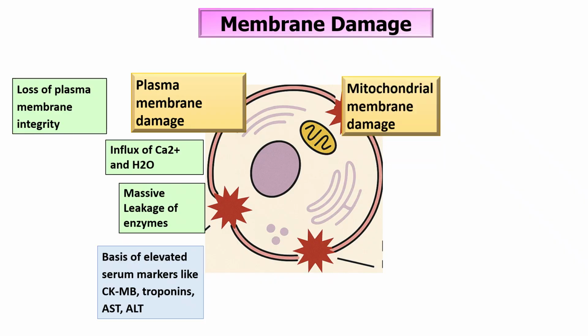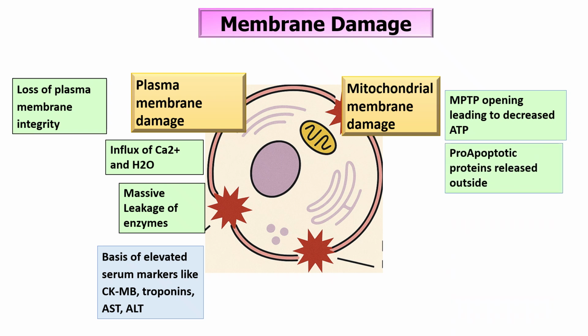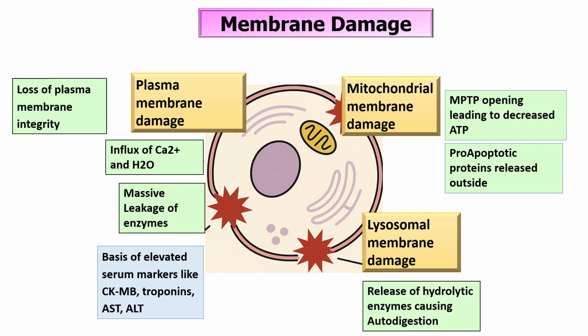Then there is mitochondrial membrane damage. In mitochondrial membrane damage, mitochondrial permeability transition pores open, leading to decreased ATP, and pro-apoptotic proteins are released outside, initiating apoptosis. And there is lysosomal membrane damage, which leads to release of hydrolytic enzymes out into the cytosol, causing destruction of the cell.